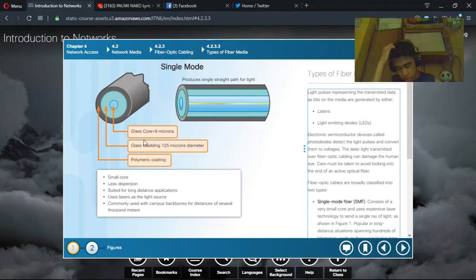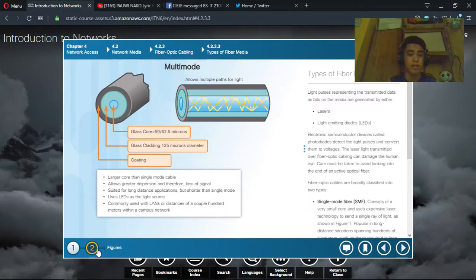It can also provide fast transmission. It uses a laser as the light source, a single light source, and is commonly used in campus backbones for distances of up to several thousand meters, which is its range.